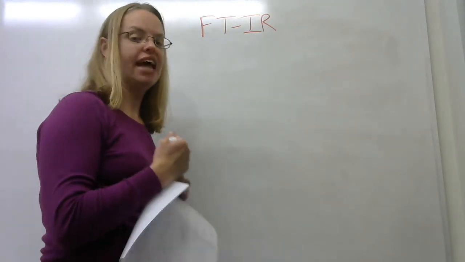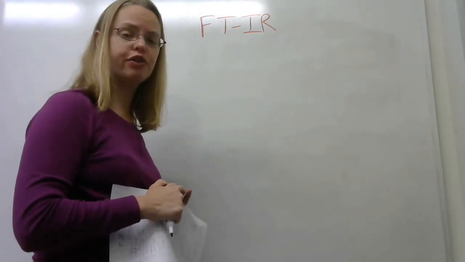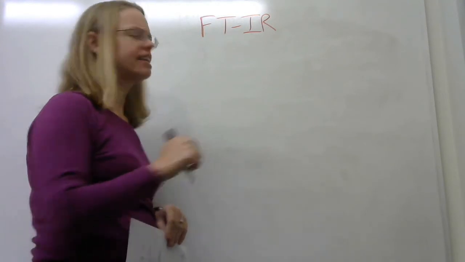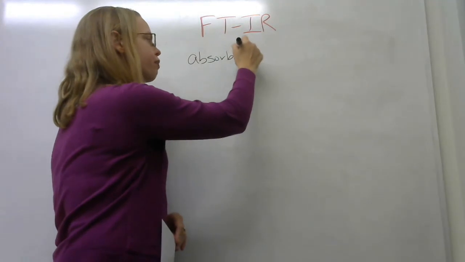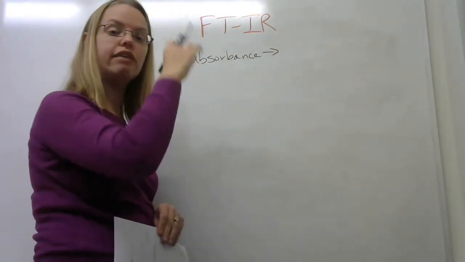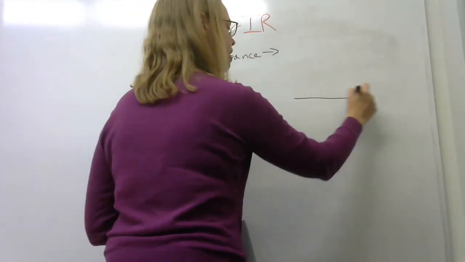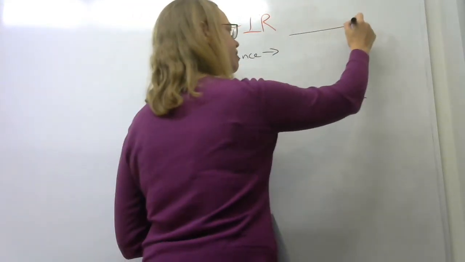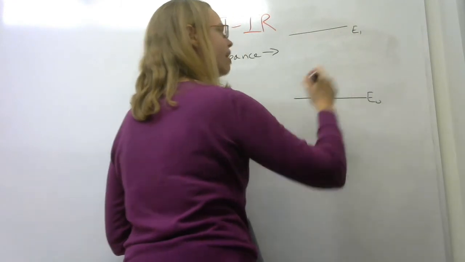Today's lesson is about FTIR, which stands for Fourier Transform Infrared Spectrometry. So IR is a type of absorbance spectroscopy. And in this case, it's not nearly as high an energy level as UV-vis. So if we wanted to draw an energy level diagram, if these were our excited energy states, and this was my ground state, right?